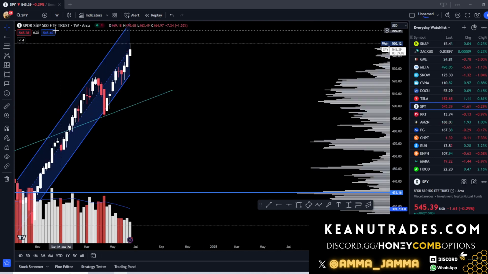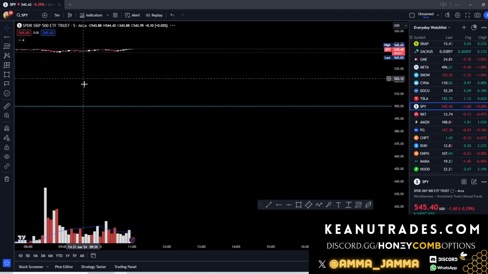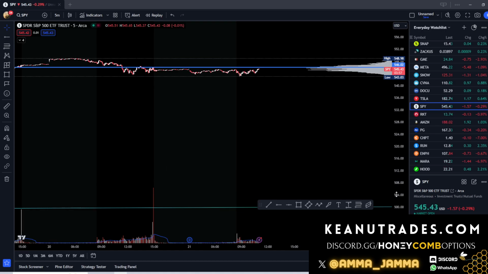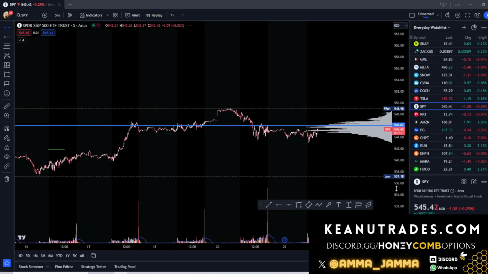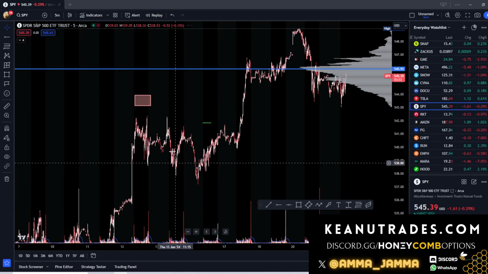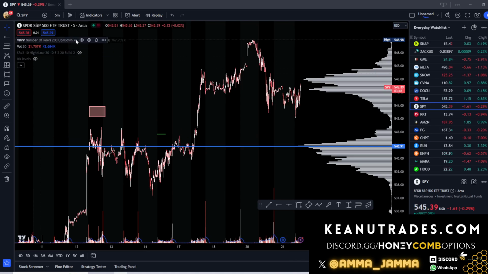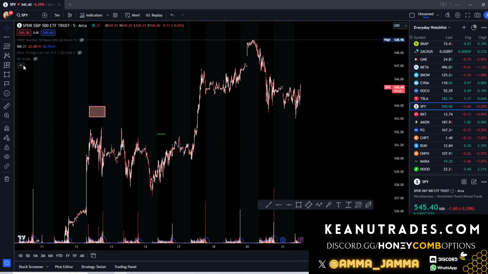All right, so let's put on the SPY. Let's put on the 5-minute chart. Just a little tip and trick for you. And you guys can backtest this theory. Let me get rid of volume profile and put the RSI on.